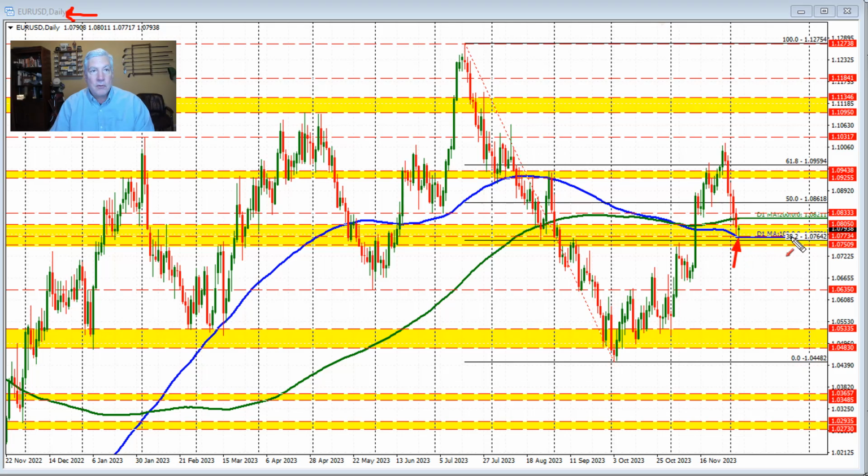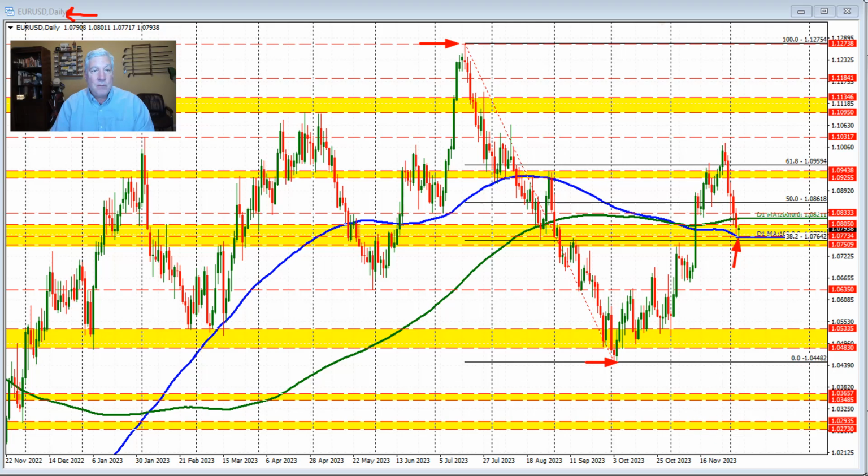Also near that level is the 38.2% retracement, the broken 38.2% retracement of the move down from this high going back to the month of July to the low price that we had in early October. That 38.2 comes in at 1.0764. So support is being held up against the moving average and 38.2% retracement.